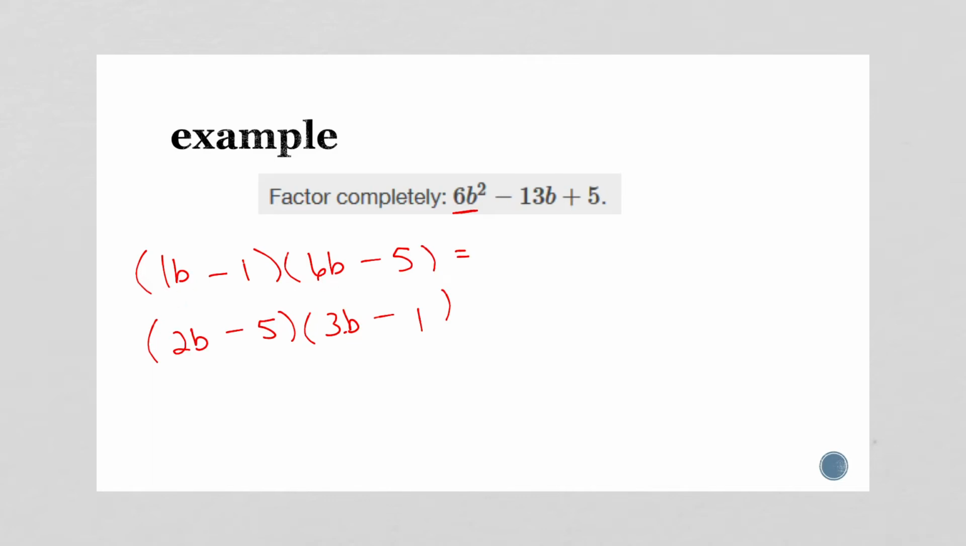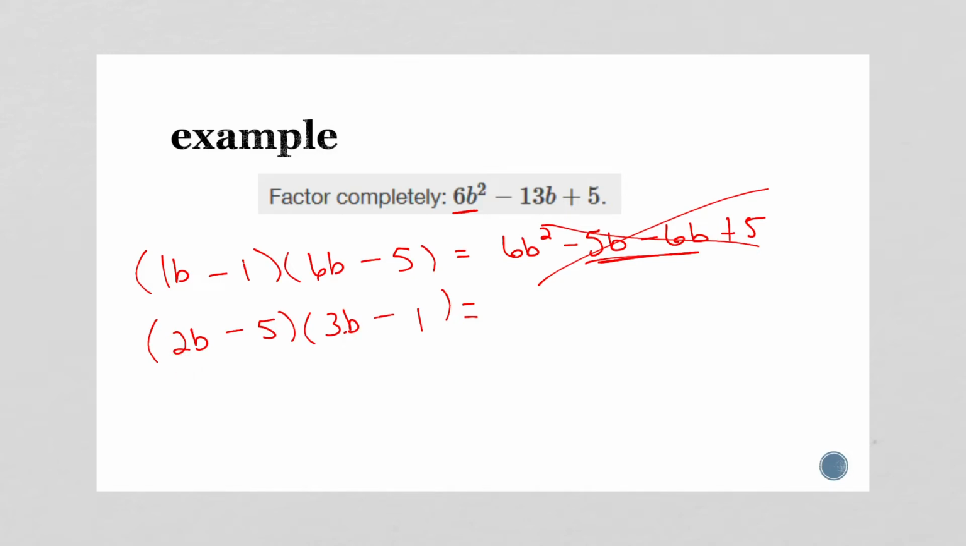B times 6b is 6b squared. B times negative 5 gives me a negative 5b. Negative 1 times 6 is a negative 6b. I can already tell you this one isn't going to work. And then negative 1 times negative 5 gives me a positive 5. But look, these guys add up to be negative 11. So it's not that one. Let's look at this one.